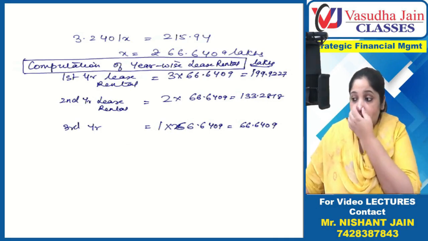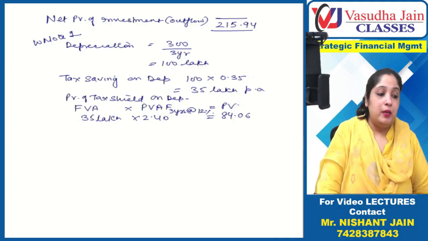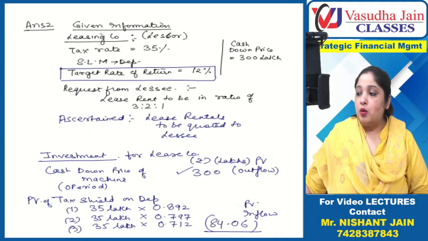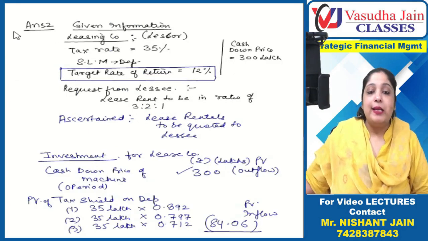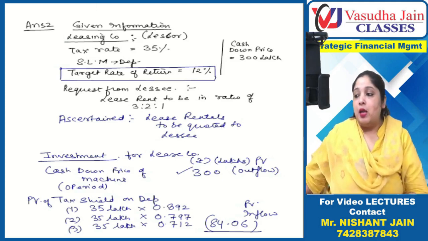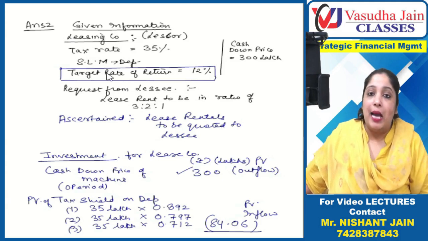Now this question was very easy. Let me give you a complete revision of this question. See, the question was that there was a leasing company. Please understand the types of question instead of focusing on the answer. There was a leasing company, and the question asked, the leasing company wants to earn a target rate of return of 12%.